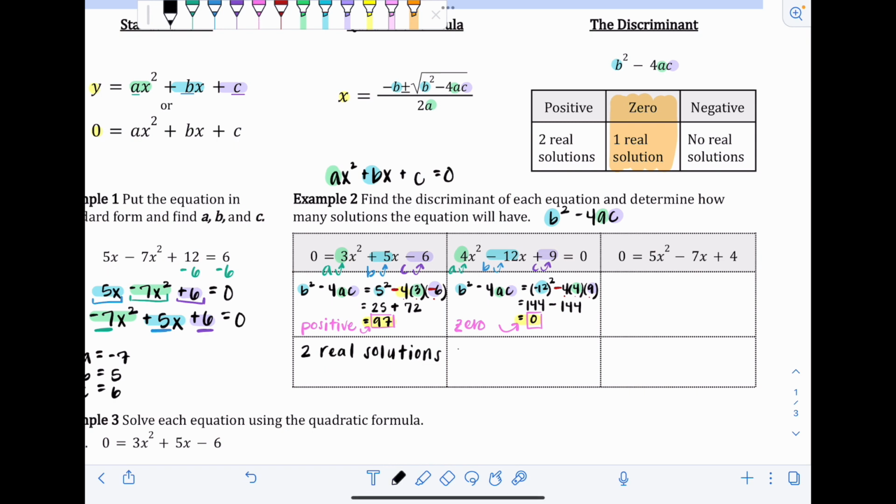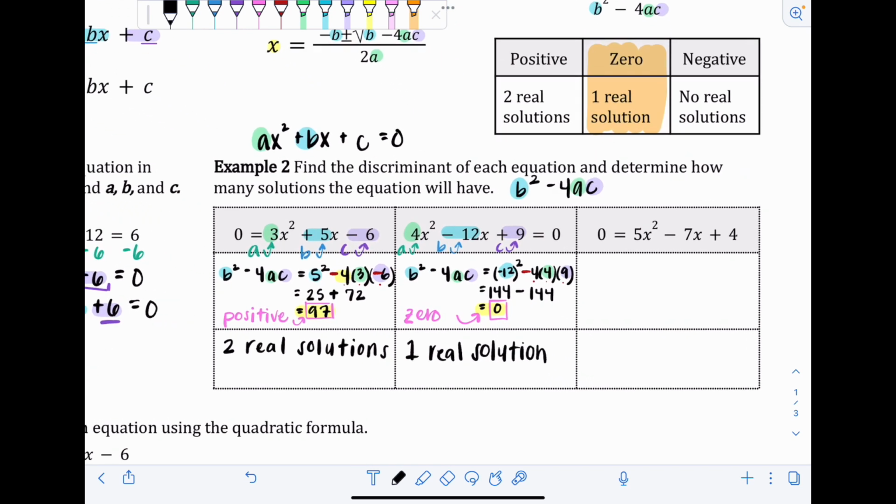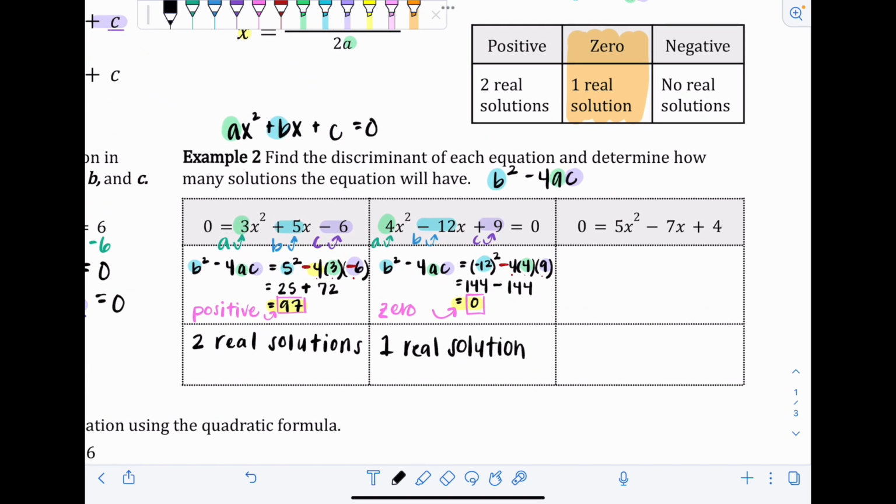So down here we'll just write 1 real solution. We don't know what it is, but that's not really the point of the problem. The point of the problem is just to decide how many there are. And then the next one, 0 equals 5x squared minus 7x plus 4.